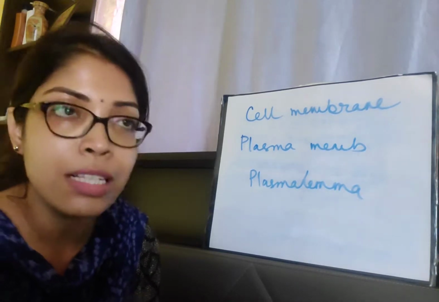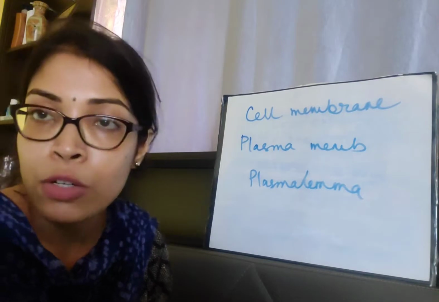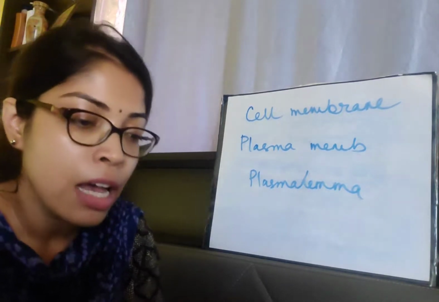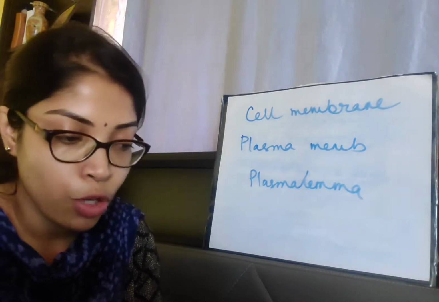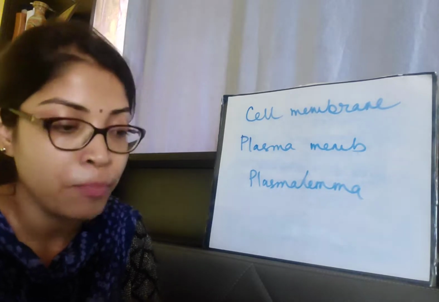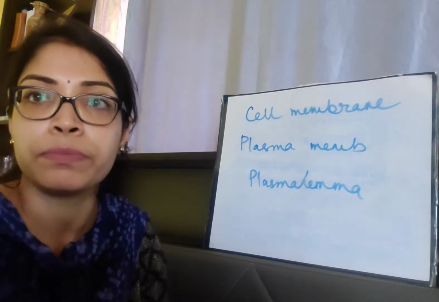The other models, the 3 previous models that are given, are not accepted anymore, so you don't have to go through them. The Danielli-Davson model is still better than the first 2 models, but you only have to go through number 4 and number 5. So let's start with the unit membrane model by Robertson.